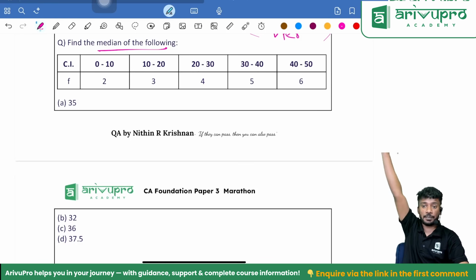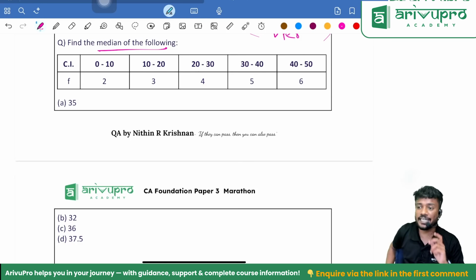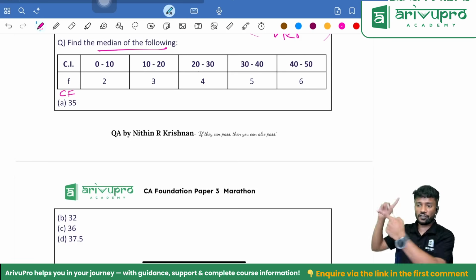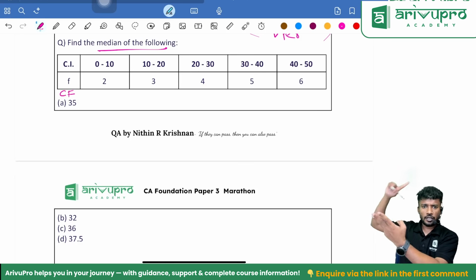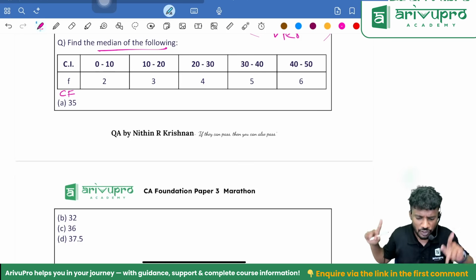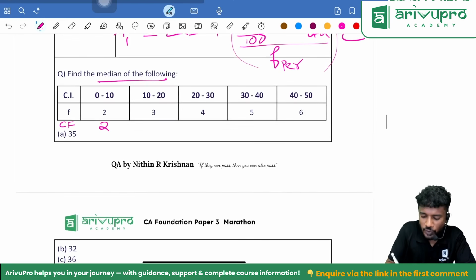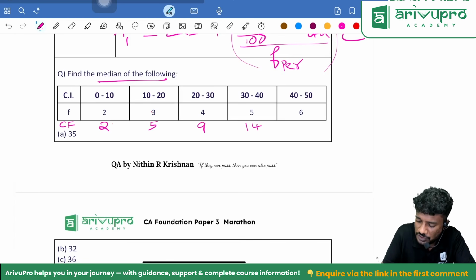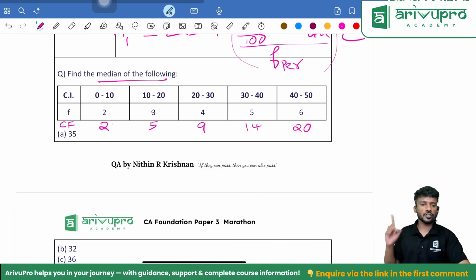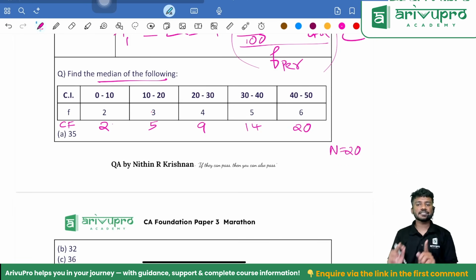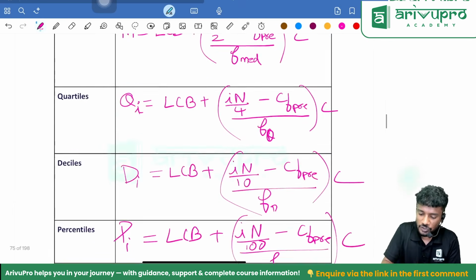The first step, whenever we are finding median, is to find cumulative frequency. Even if you are finding median, percentile, quartile or anything, you need to find cumulative frequency. How to get it? 2. Next, 2 plus 3 is 5. 5 plus 4 is 9. 9 plus 5 is 14. 14 plus 6 is 20. So n value is 20.